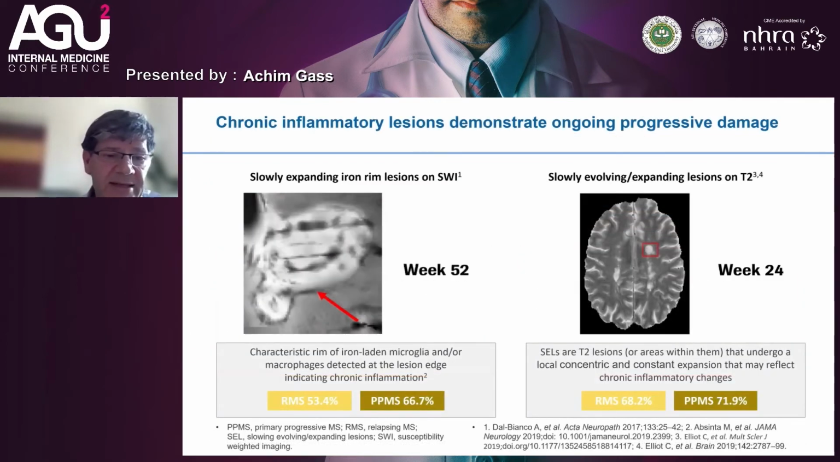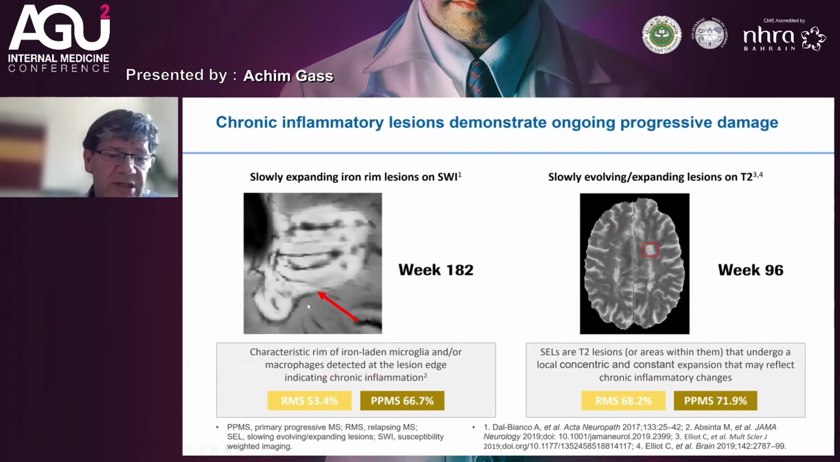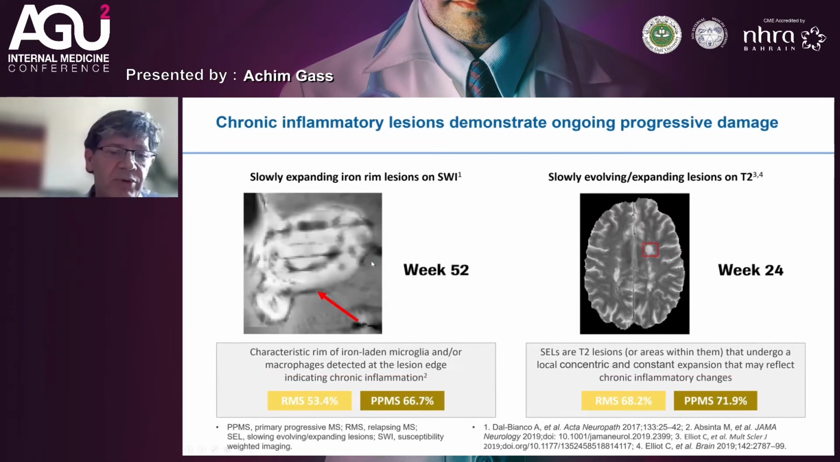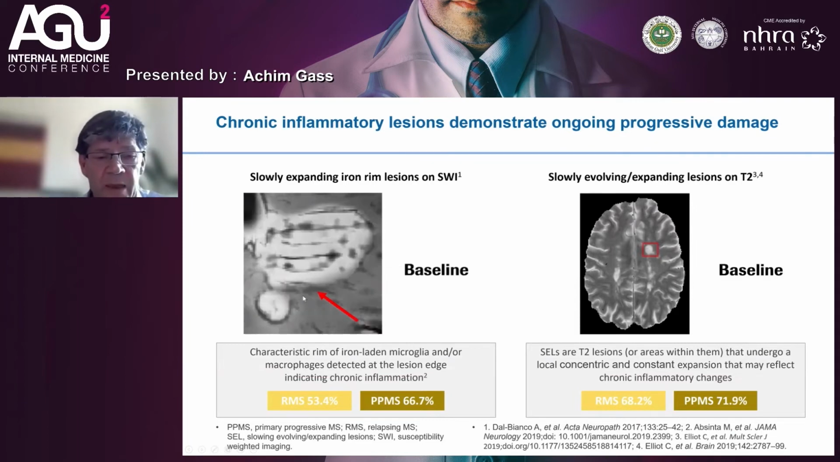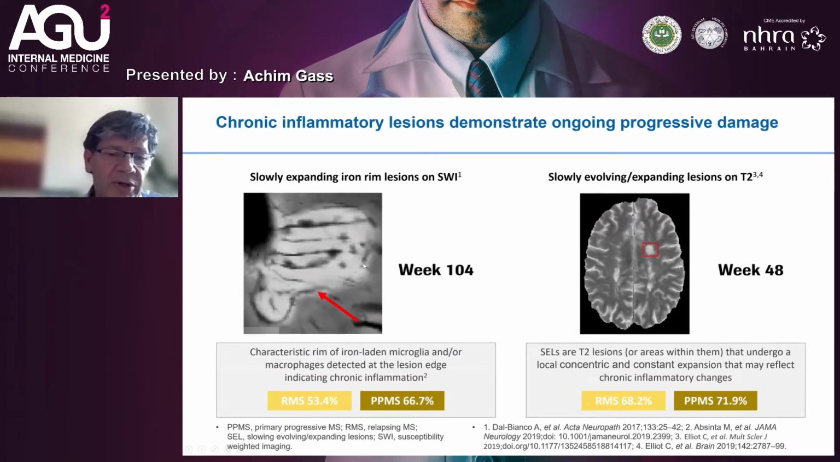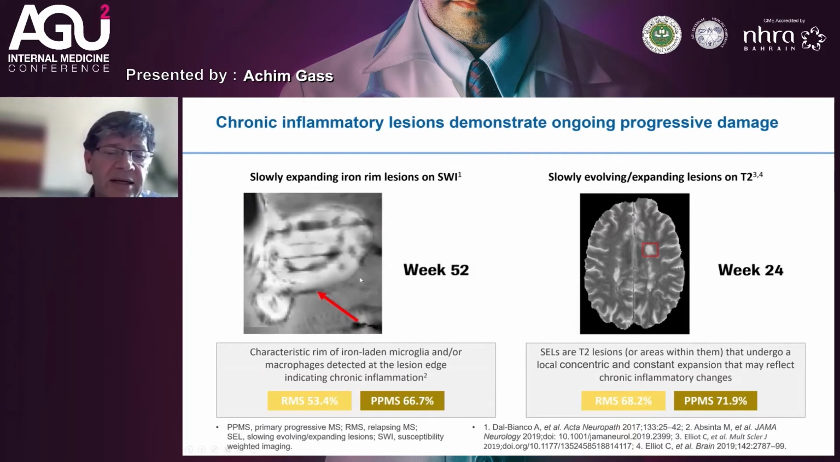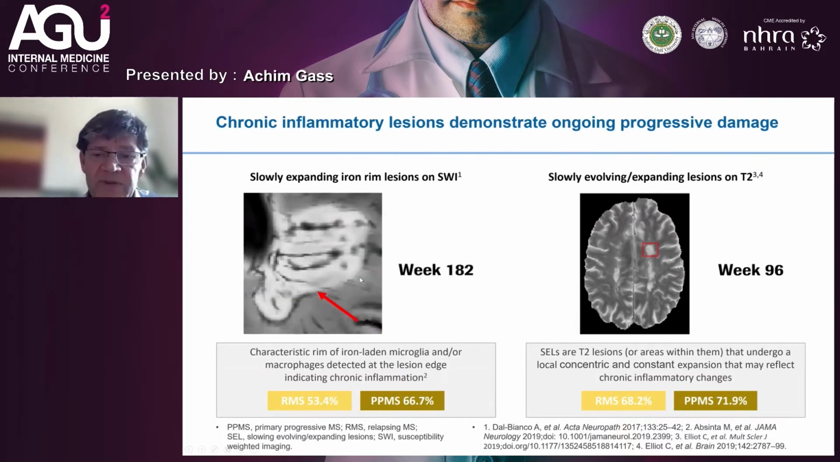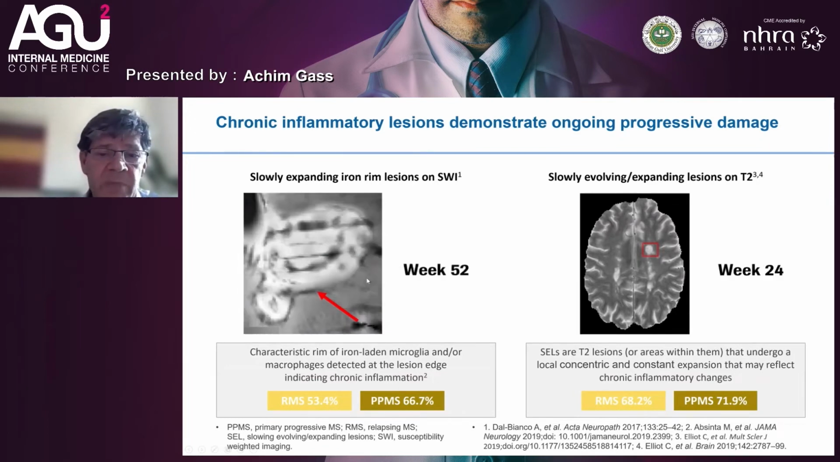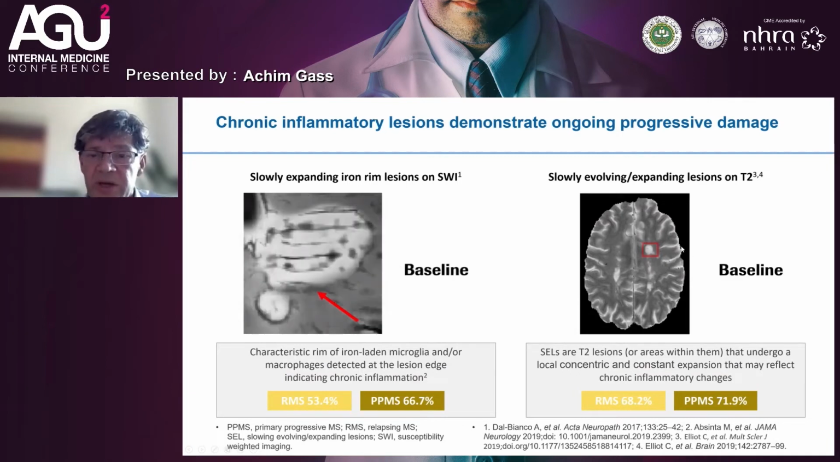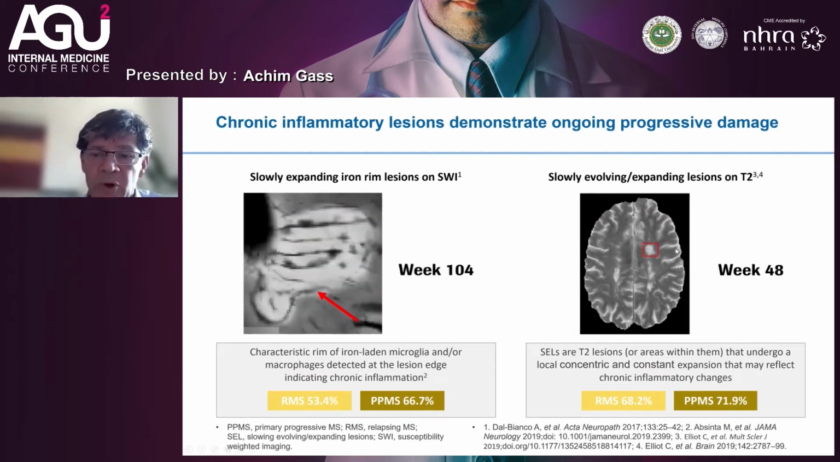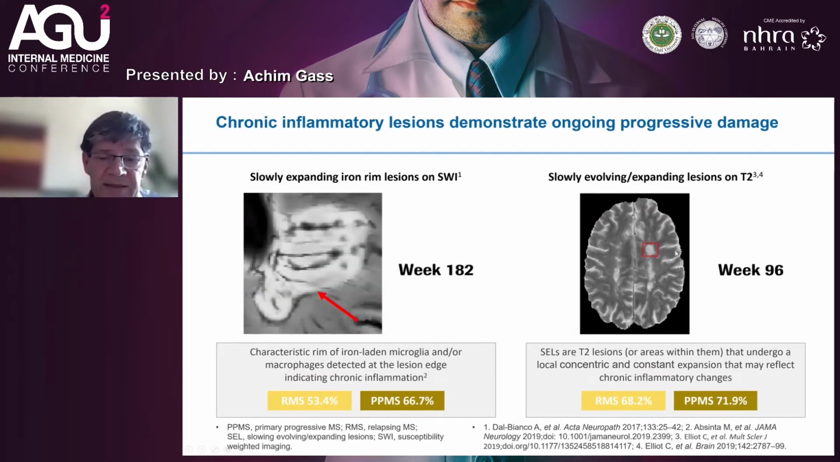Here you can see such a slowly expanding lesion. It has a dark rim. This is an area where macrophages laden with iron cause the dark rim, and the slow expansion of this lesion is a typical feature of such lesions that I've mentioned. You can also see them on T1 or T2 weighted imaging, as in this movie.